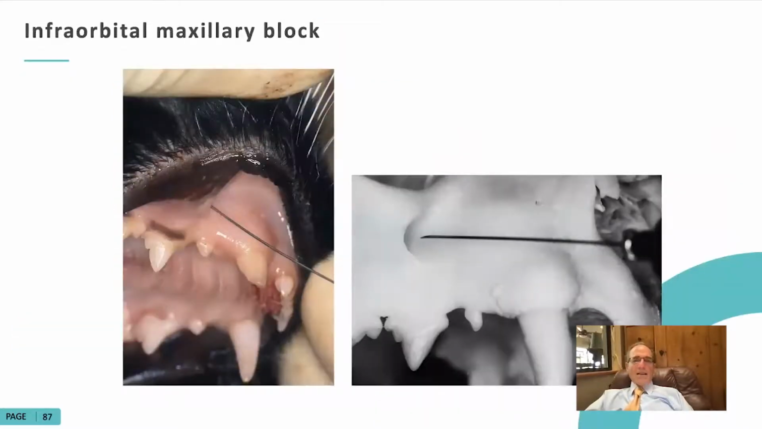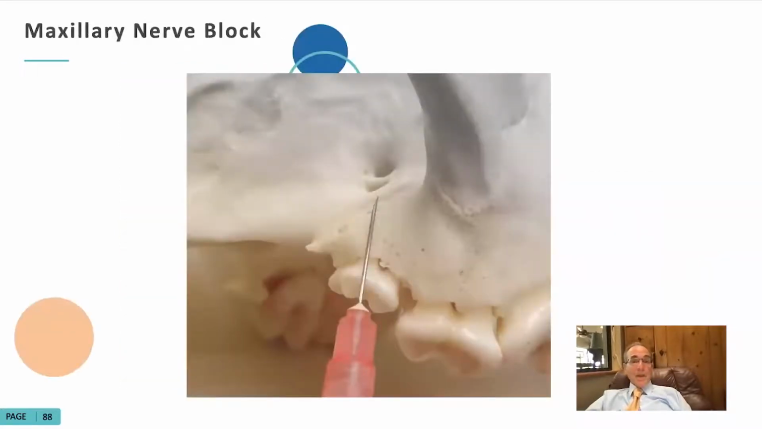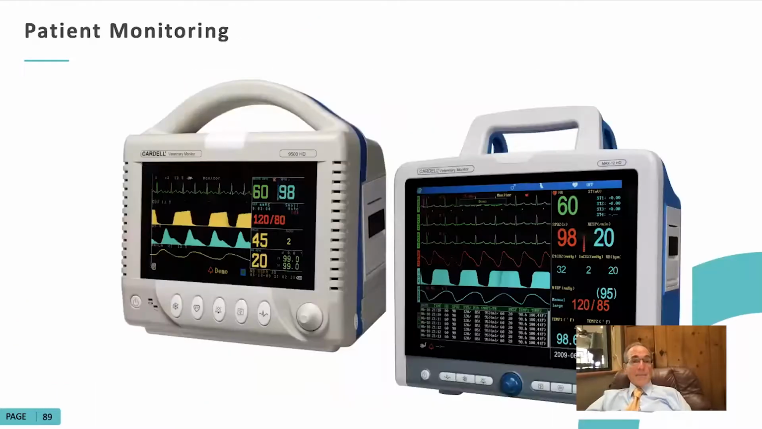Infraorbital block, and the blocks basically anesthetize the teeth in front of the block. So if you're taking out a third premolar, a maxillary third premolar, or a canine, or any of the incisors on that side, we would use an infraorbital block. If you're taking out teeth behind that, we would use a maxillary block. This is the maxillary block.